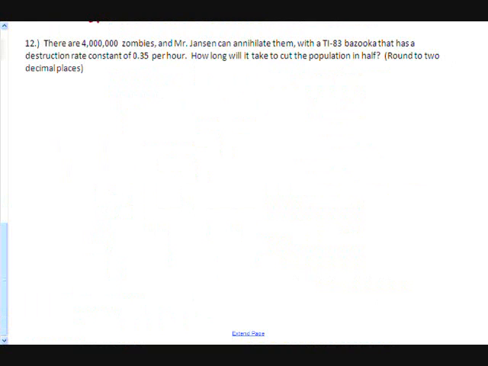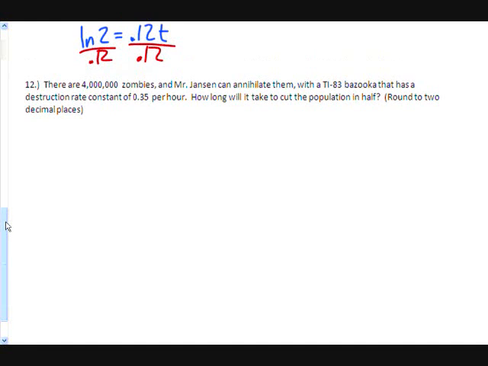Last one here. It says there are 4 million zombies. Mr. Jansen can annihilate them with a TI-83 bazooka, again, using my mind-blowing calculations, that has a destruction rate constant of 0.35 per hour. How long will it take to cut the population in half? All right, so I want to round this to 2 decimal places again.